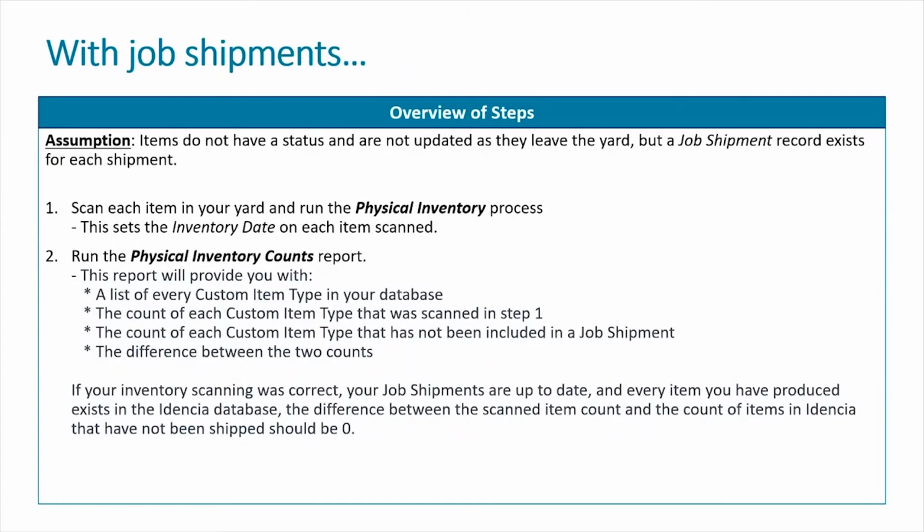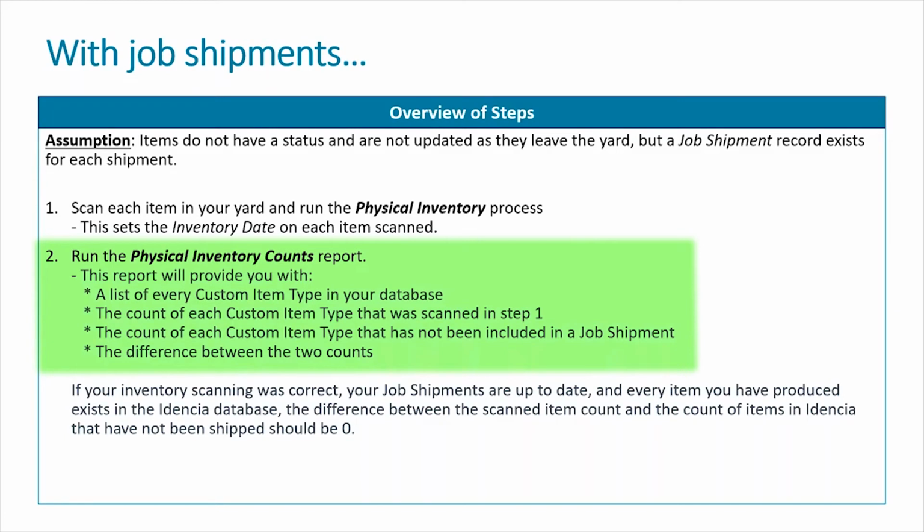For the job shipments, you do the same basic process for scanning. You're going to scan every item in your yard over a period of a couple of days. You may be able to get it done in 1 day or over a period of days. Then you'll run the physical inventory counts report, and it will compare all of the counts of the items that you just scanned in the physical inventory process and compare that to your job shipments and tell you if you scanned more items in the yard than according to your job shipments you should have.